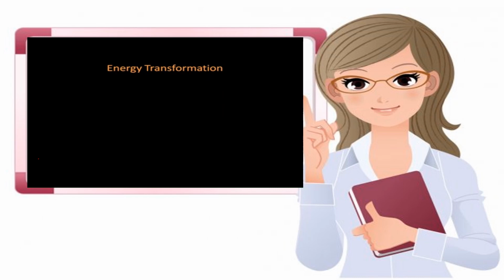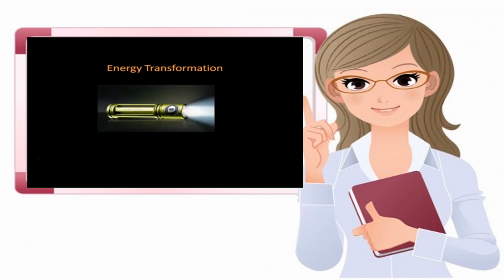Let's try one more. Wow, it's so dark. Good thing I have my flashlight. What energy transformation is happening here? Well, the battery is using stored chemical energy. When I turn the flashlight on, the battery starts transforming from chemical energy to electricity. Then the electricity changes into light energy.